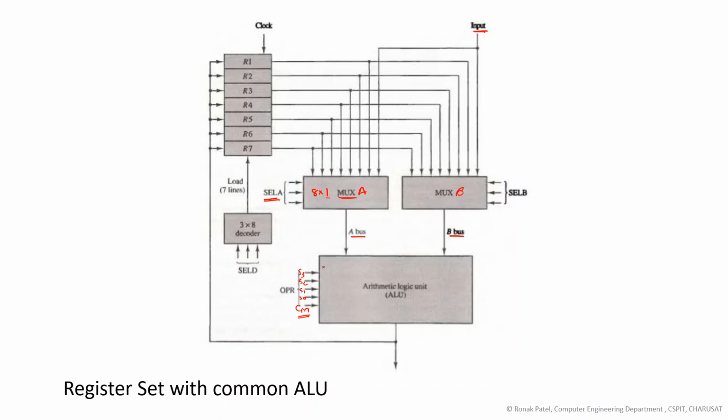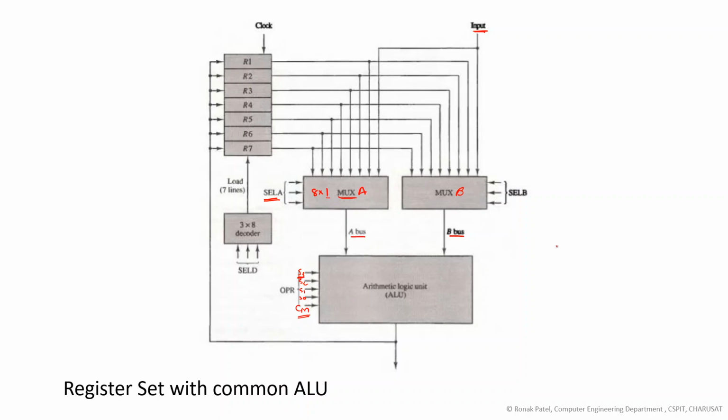Now there are 4 selection lines: S3, S2, S1, S0, right? We have seen in practical that there are 3 selection lines: S2, S1, S0. Now there is one more. Why that? Some arithmetic operations also allow you to perform a shift operation, shift right or shift left, before or after the operation. In such a case, your S3 is required.